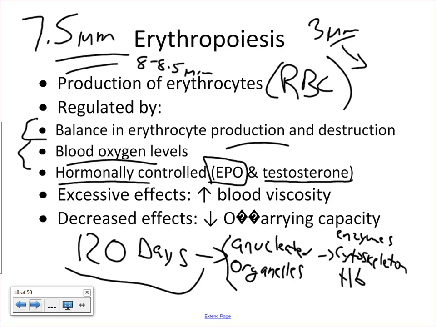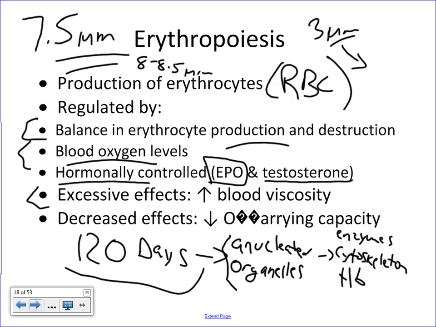I put testosterone down just because testosterone enhances this process even more. That's why, as I mentioned in a previous video, males have larger red blood cell counts, because they have a lot more testosterone in their bloodstream than females, and that stimulates a higher rate of production of erythrocytes.